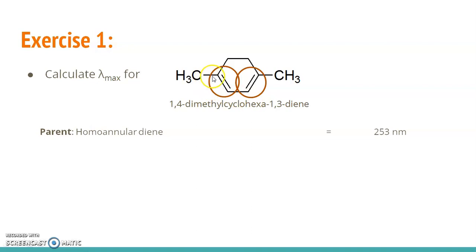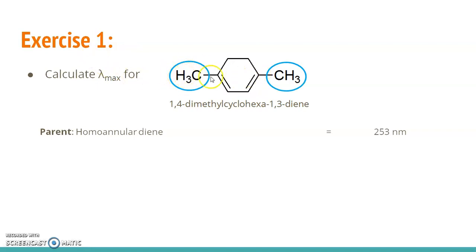Coming to the next substituent, since we are done with the parent value, we need to go for the increments we have discussed from table 2 or table B. From that, if you see, we have two increments here. The first one is the ring residue and the second one is the alkyl substituents.